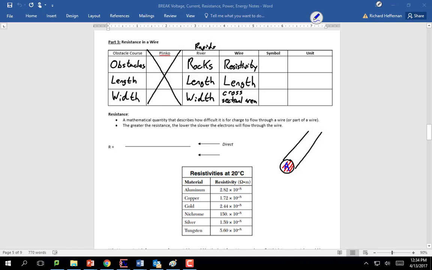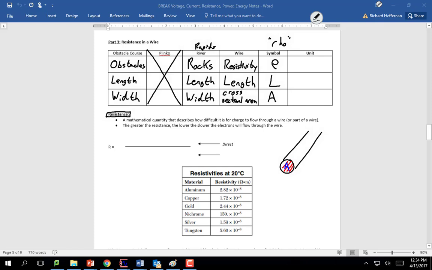The symbol for resistivity is, strangely, the Greek letter rho. The symbol for length is the letter L. That one makes sense. And the symbol for cross-sectional area is the capital letter A. That one also makes sense. We're going to use those three terms to come up with an equation for the resistance. Again, not to be confused with resistivity, but the resistance within a certain portion of a wire.